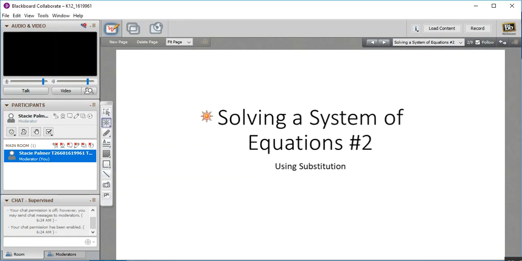Today's lesson is solving a system of equations. So when we solve a system of equations using graphing, we graph the two lines on the same coordinate plane and we see where they cross. When we solve a system of equations using substitution, we're still trying to figure out where the two lines cross each other, and that will give us our solution, but we do it using another method. So instead of graphing, we use substitution.